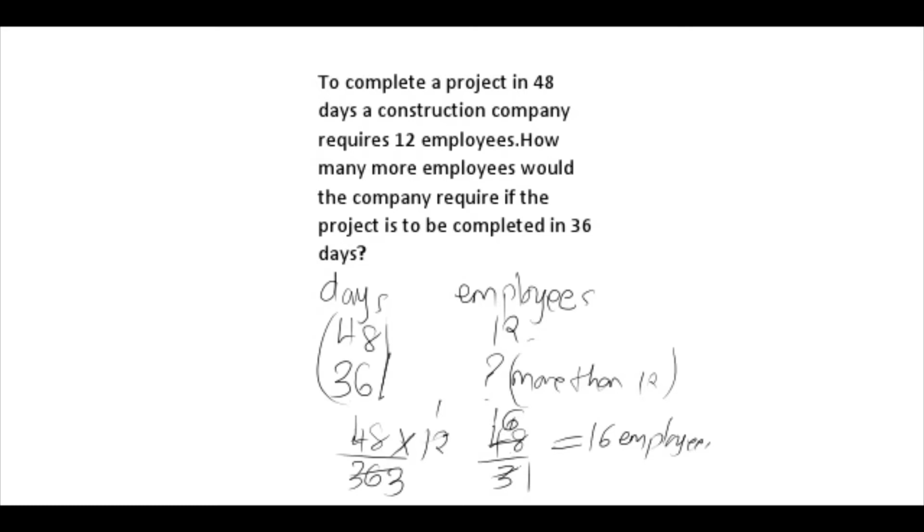But the question needs to know the number of employees who will be added to the 12. So since we require 16 and we had 12 employees already, we'll have 16 minus 12, which gives us 4. So we have 4 more employees needed to complete the job in 36 days.